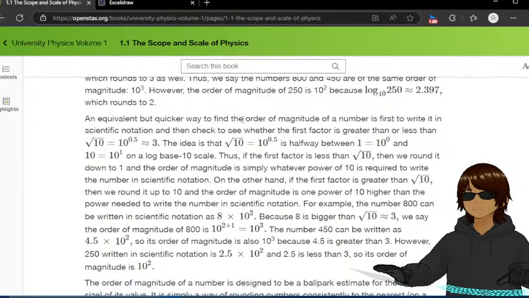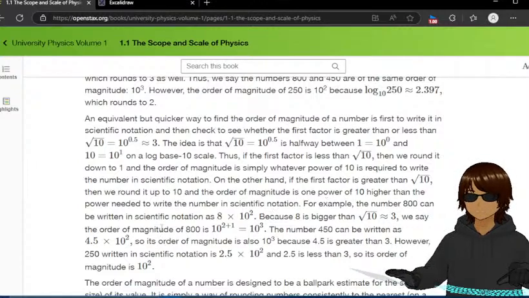An equivalent but quicker way to find the order of magnitude of a number is to first write it in scientific notation and then check to see whether the first factor is greater than or less than 10 to the power of 0.5. The idea is that root 10 is halfway between 1 and 10 on a log base 10 scale. Thus, if the first factor is less than root 10, then we round it to 1. The order of magnitude is simply whatever power of 10 is required to write the number in scientific notation. On the other hand, if the first factor is greater than root 10, we would round it up to 10, and the order of magnitude is 1 power of 10 higher than the power needed to write the number in scientific notation.